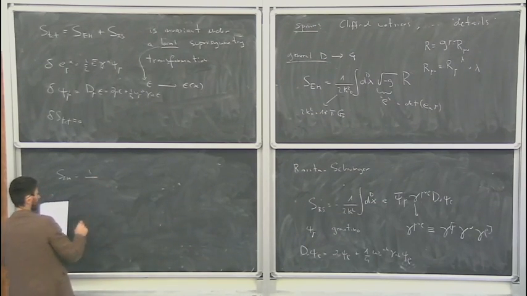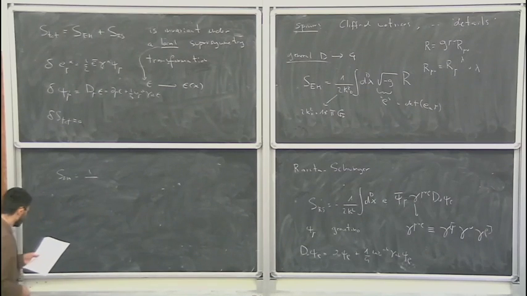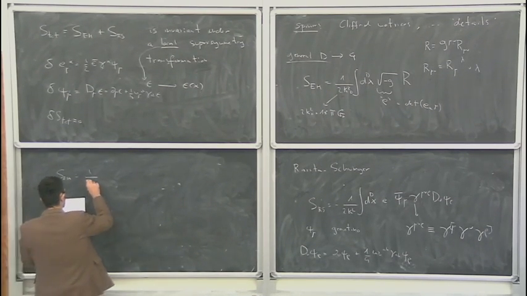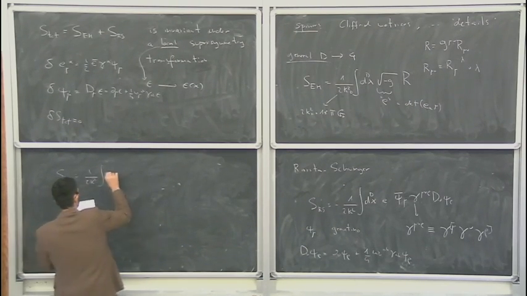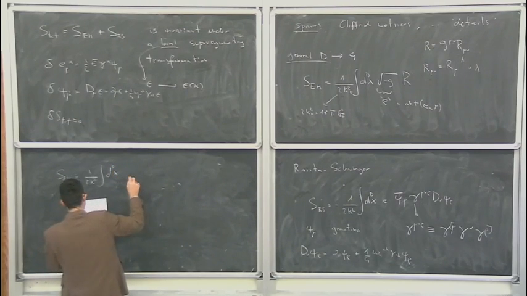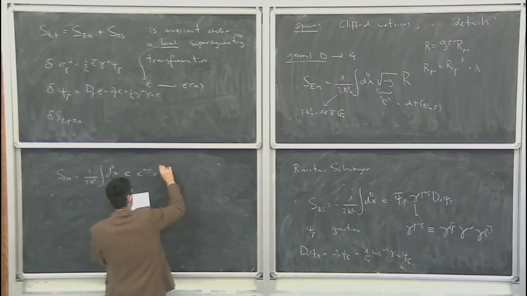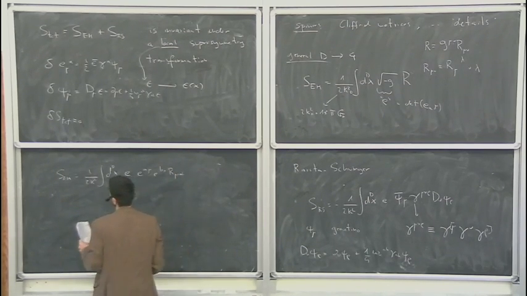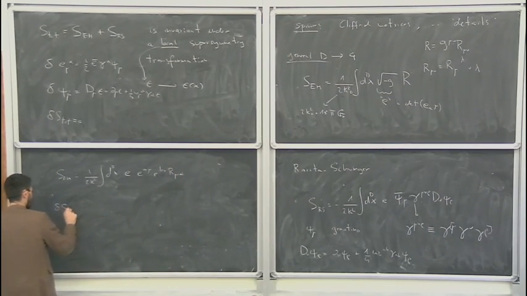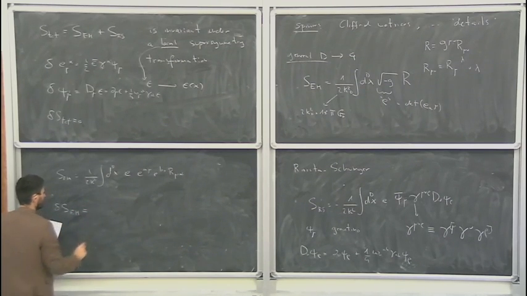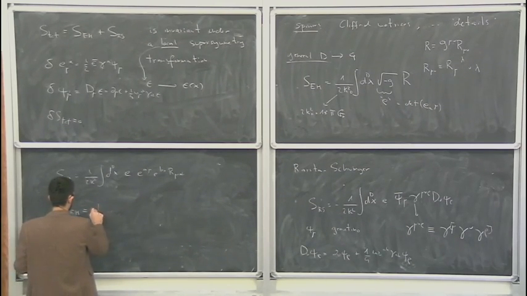in terms of the Ricci scalar expressed in terms of the Riemann curvature. This is a factor of 2. So e_A^μ e_B^ν R_μν^AB, right? And then we have to take various variations.